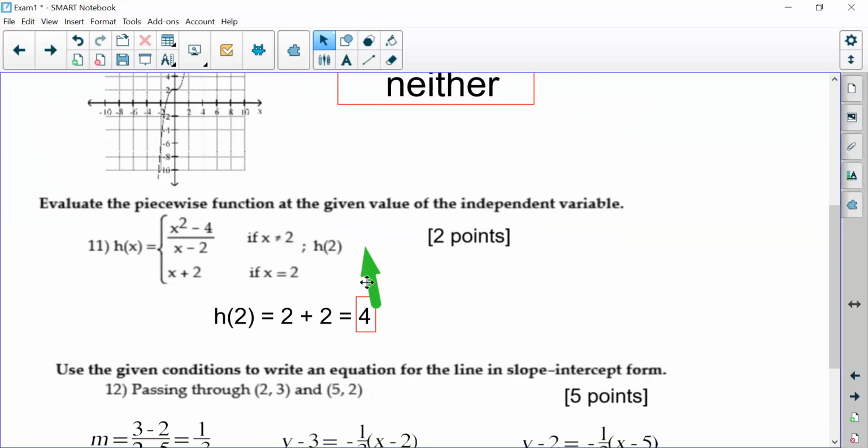This is a lucky break because when h isn't 2, you have to do this nasty thing. But when x is 2, you have to do this, 2 plus 2. So 4 was correct.